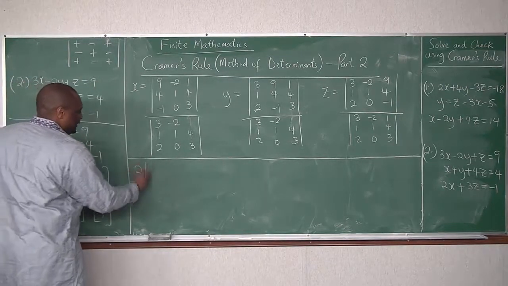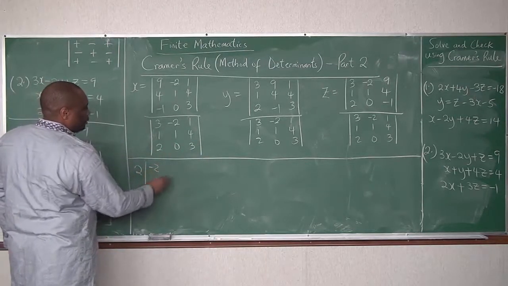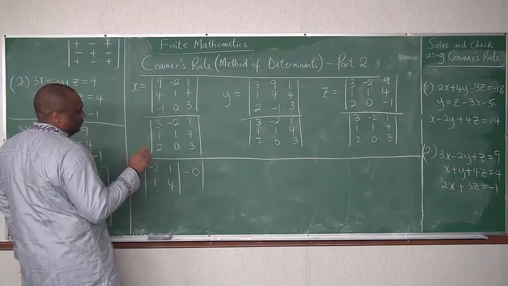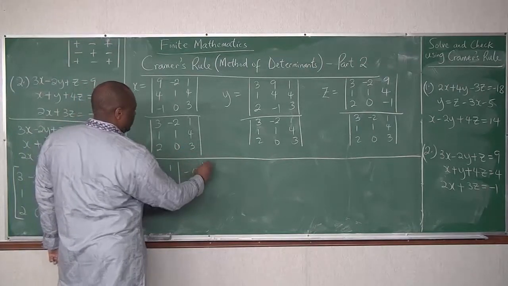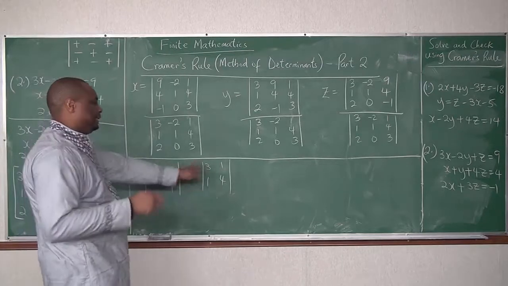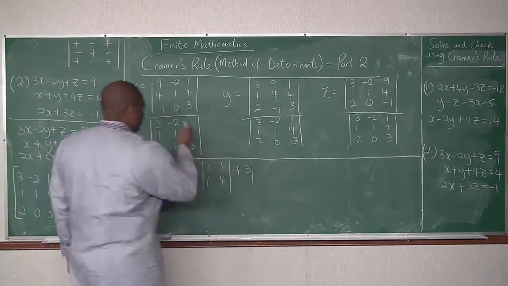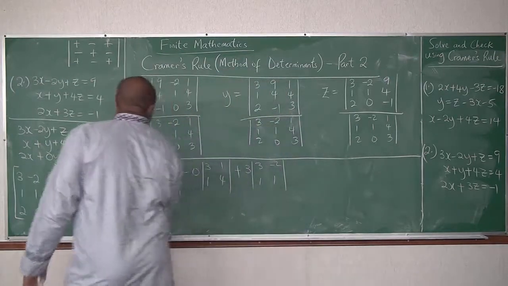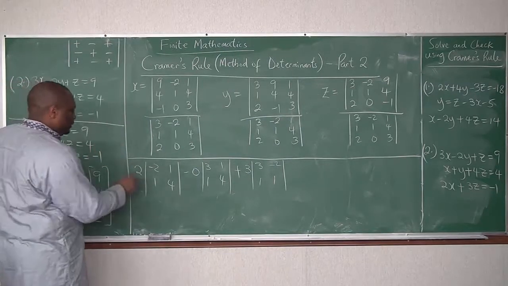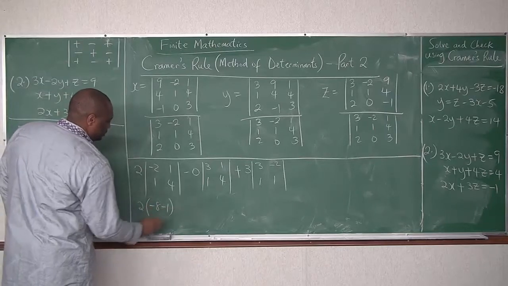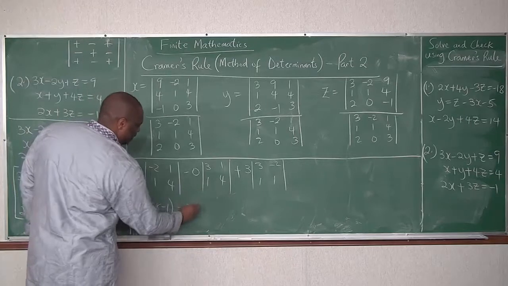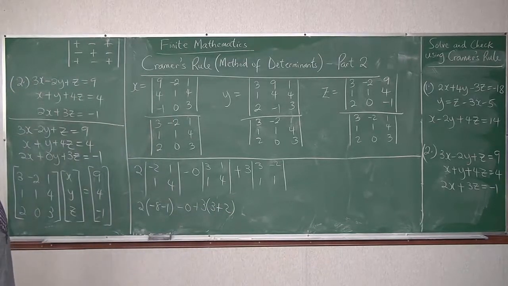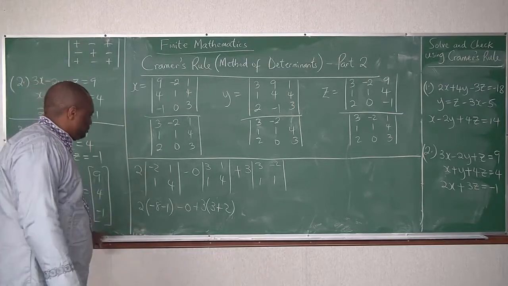Okay? So I have 2 determinant, negative 2, 1, 1, 4. Then minus 0 determinant, 3, 1, 1, 4, although we are not interested in that 0. Then plus 3 determinant, 3, 1, negative 2, 1. So this will be 2 times negative 8 minus 1. Then minus 0, we don't need anything there. Plus 3 times 3 plus 2.